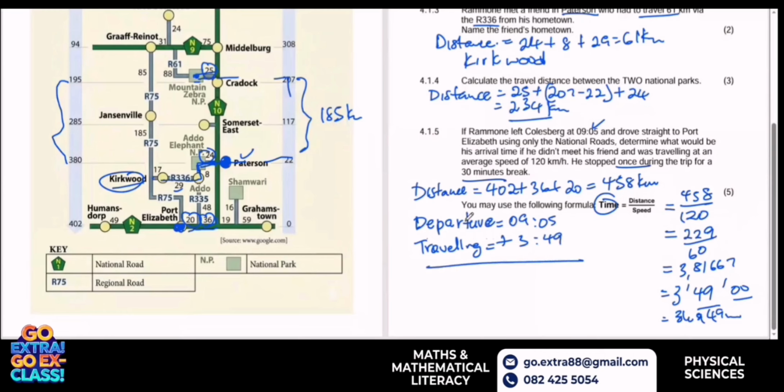If we add from the time of departure, we are going to get something. First add the minutes, these are the minutes this side. How much do you get? You're going to get 54 minutes. And if you add the hours this side, it's going to be 12. So this will be 6 minutes to 1. And remember, this is the time of traveling. That means if he just drove once without stopping, he would have arrived at this time.